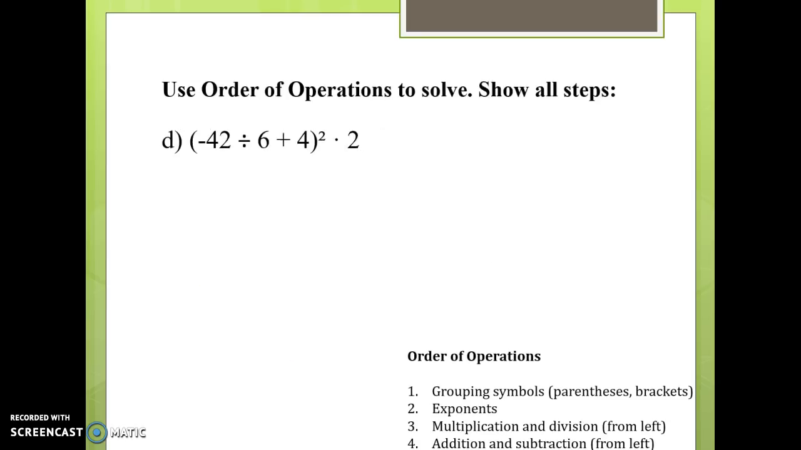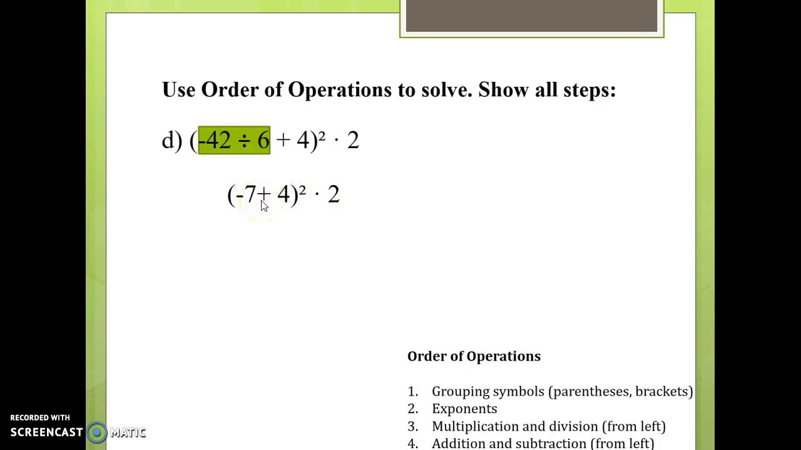And the last example, we have negative 42 divided by 6 plus 4, and that's all within parentheses and then squared and times 2. So we have to solve parentheses first. We have two operations inside, addition and division. Division is a higher level operation, has to be solved, not because it's on the left, but because it's a division. Negative 42 divided by 6 is negative 7. And then we copy everything else.